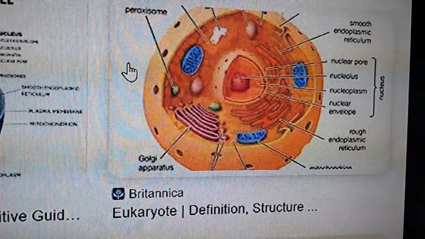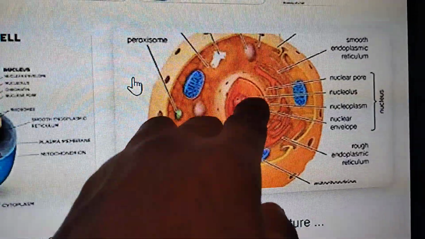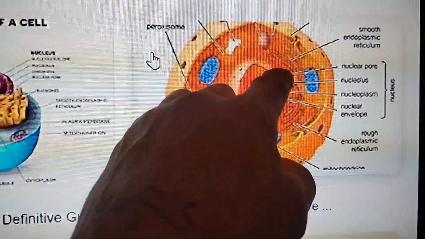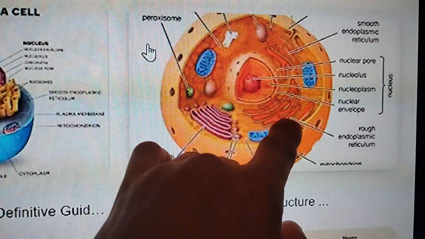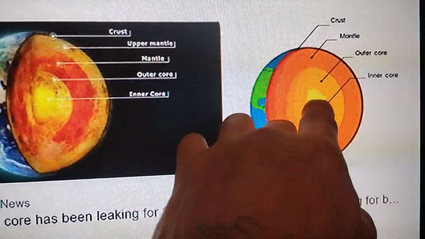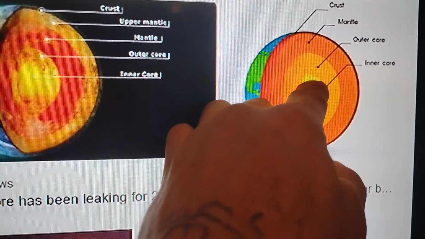Here's a eukaryotic cell. This right here is its nucleus. On the outside is the nuclear pore. Here's the nucleoplasm and the nuclear envelope. Earth has a similar structure. It has its inner core, which would be its nucleoid, and its outer core, which is the nucleoplasm here.